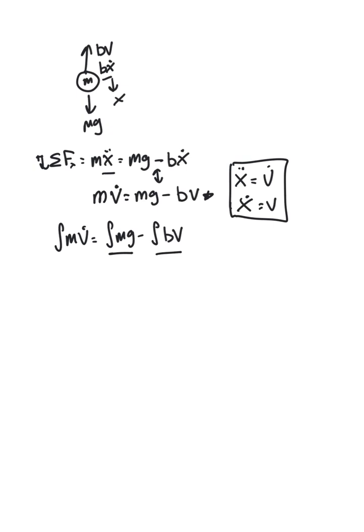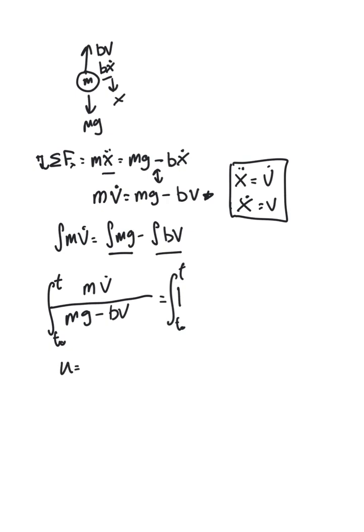So we're going to rewrite the whole equation. We're going to write m v dot over mg minus bv is equal to 1. And we want to integrate this equation. So we're going to integrate this from t0 to t. We'll integrate this from t0 to t as well. And to do this, we're going to use our u substitution.